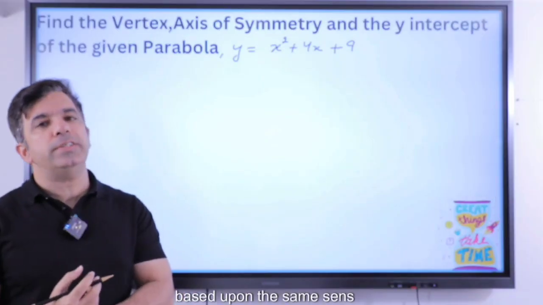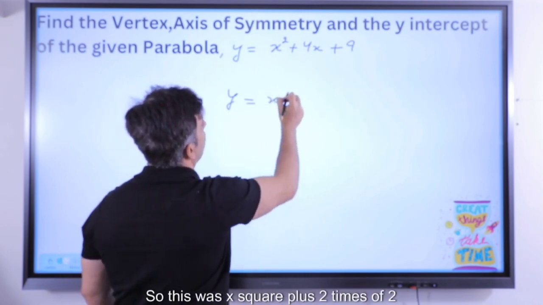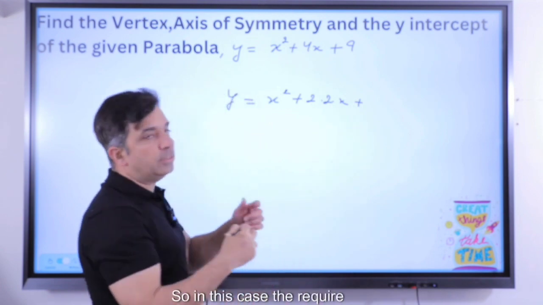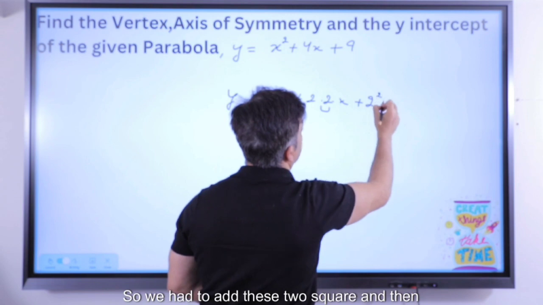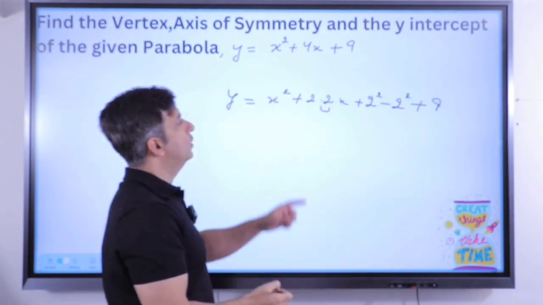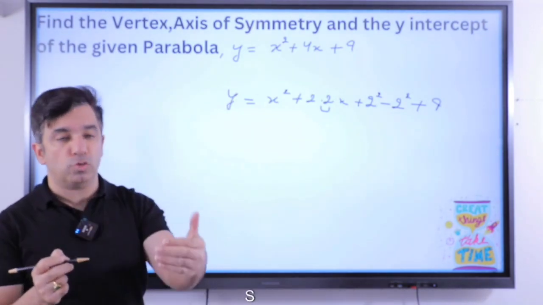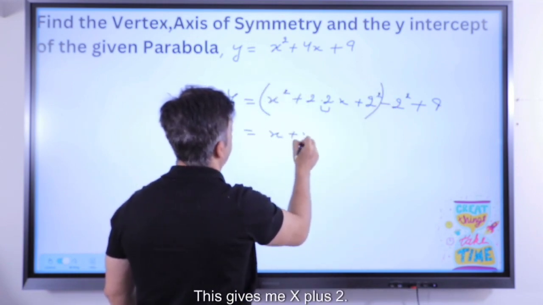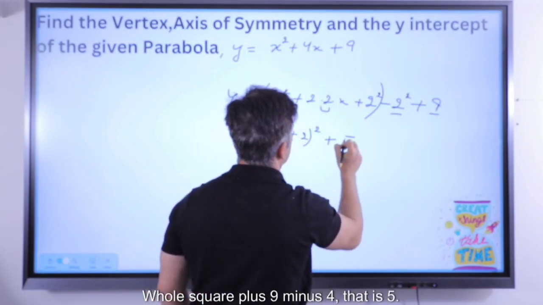Another question based upon the same idea. Now we know how to do square completion. So this was x squared plus 2 times 2 multiplied by x. In this case the required b was this number 2 only. So we had to add this 2 squared and then subtract this 2 squared, and the 9 is still there. Just after writing this expression in this format, in order to complete this square, we know that this gives me x plus 2 whole squared plus 9 minus 4, that is 5.